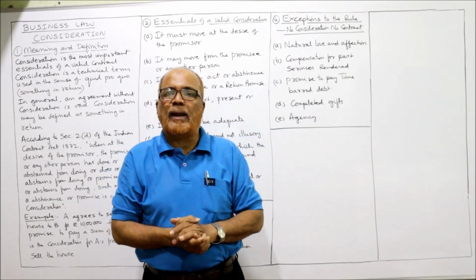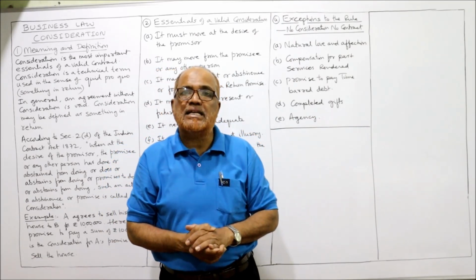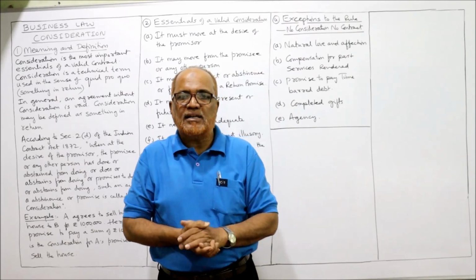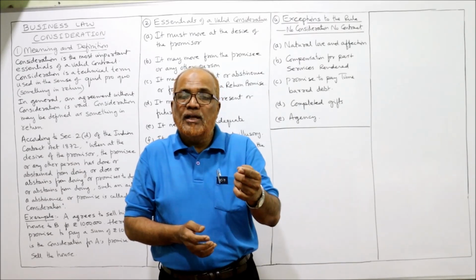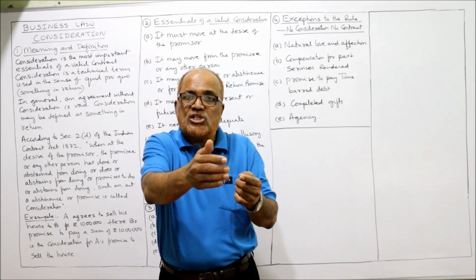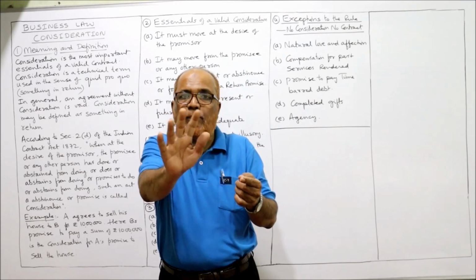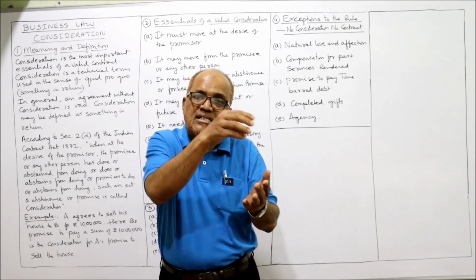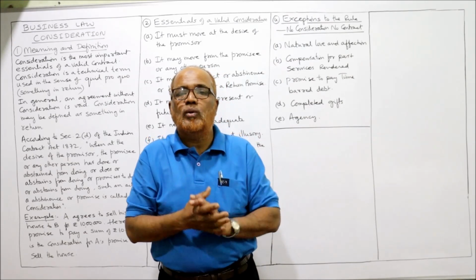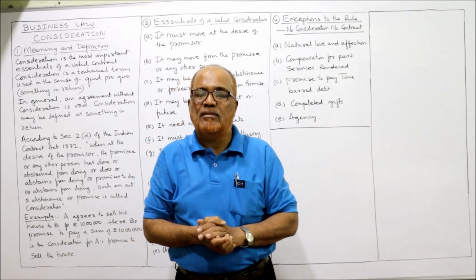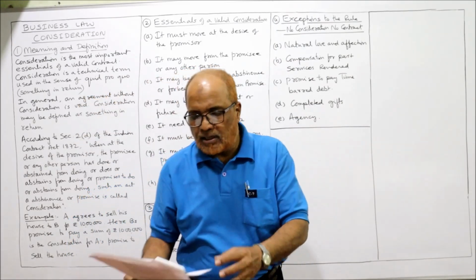The rule will not apply for a family settlement. This is a family settlement, so the rule that a stranger cannot sue in a contract will not apply. The mother can sue the son for getting 200 rupees per month. That is the case. Now the third one.